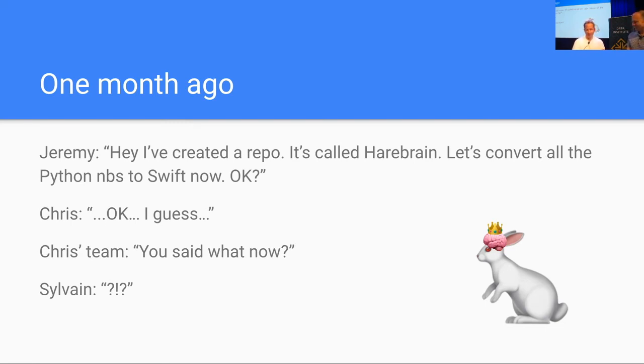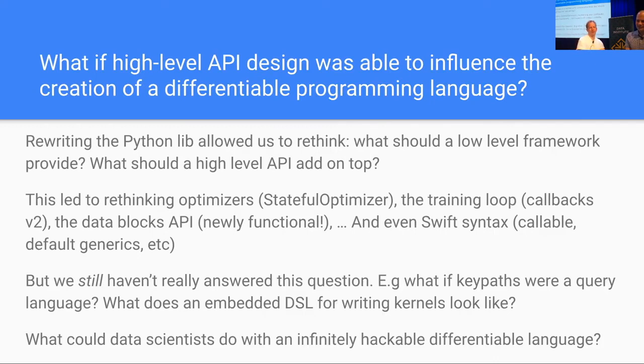Yeah. So to me, the question is still this: what if high-level API design was able to influence the creation of a differentiable programming language? And I guess we've started answering that question. Yeah, I don't think we're there yet. I think what we've learned even over the last month is that there's still a really long way to go. This is the kind of thing that really benefits from different kinds of people and perspectives and a different set of challenges. And just today and yesterday, working on data blocks, a breakthrough happened where there's an entirely new way to reimagine it as this functional composition that solves a lot of problems. And a lot of those kinds of breakthroughs, I think, are still just waiting to happen.